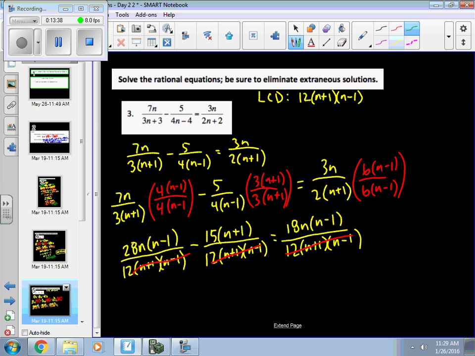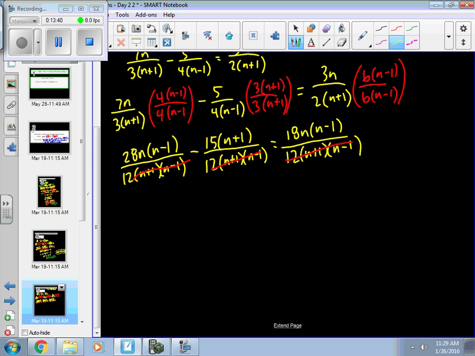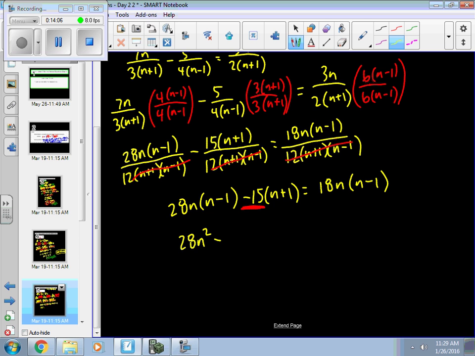So now it just comes down to, can we solve out this numerator? So we're going to need to go through and figure out, what does this give us? And there's going to be some multiplying involved. Looks like some distributing for sure here. So we got to go through and distribute each thing. Again, notice this one, make sure we're distributing a -15 or you're going to get the incorrect answer here. So 28n times n is 28n squared minus 28n when we distribute, minus 15n. -15 times 1 is going to be minus 15 equals 18n times n is 18n squared minus 18n.